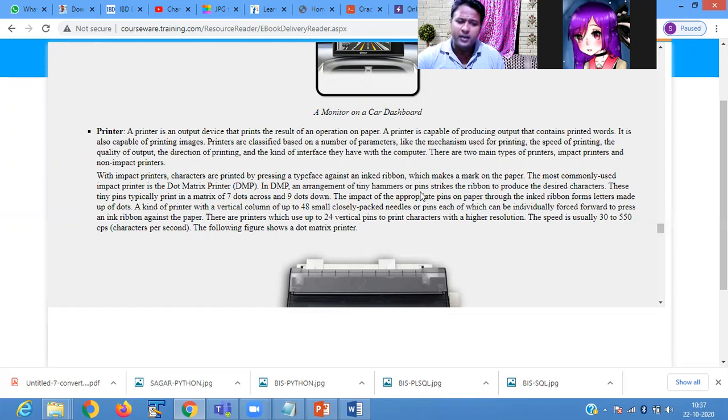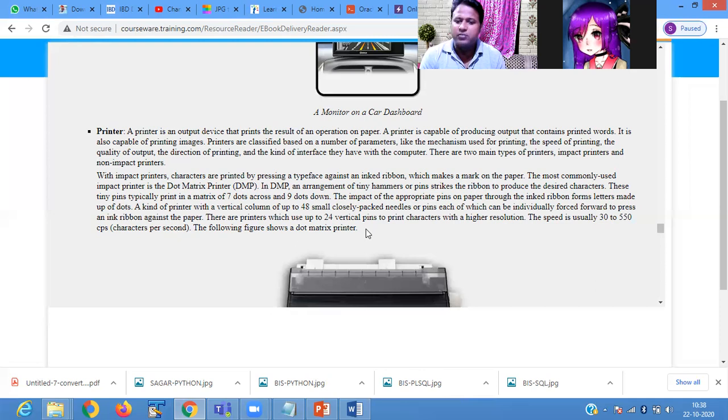There are two main types of printer we're using. One is the impact printer, another is the non-impact printer. With an impact printer, the characters are printed by pressing the typeface against the ink ribbon. So it is just like having A, B, C, D. So it is printing on the typeface.